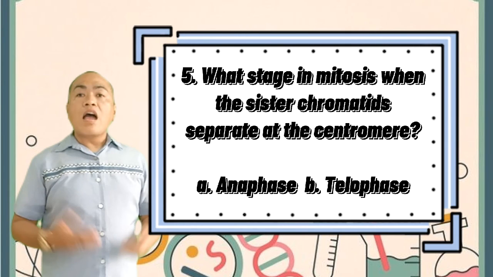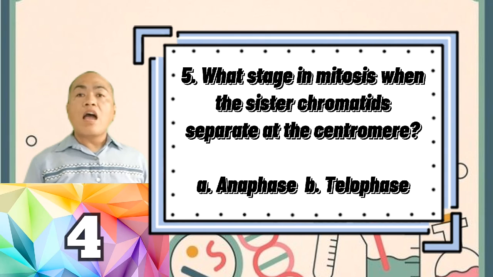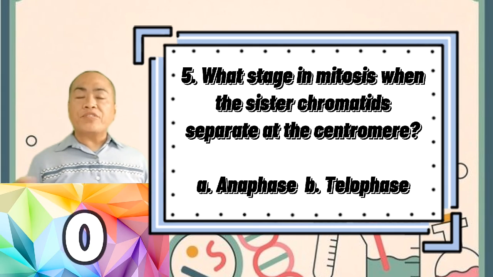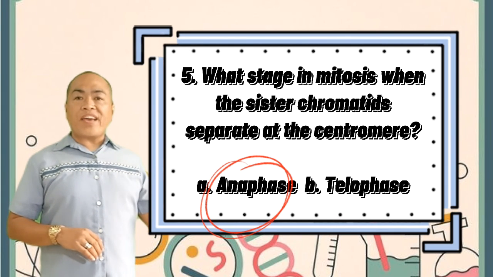Number 5. What stage in mitosis is when the sister chromatids separate at the centromere? A. Anaphase. B. Telophase. Very good. The answer is anaphase.